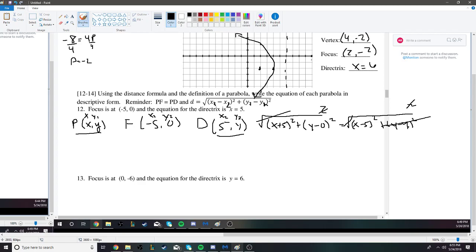So what we're left with is an (x plus 5) squared. So this will be x squared plus 10x plus 25. Plus, we're going to be left with a y squared. Equals, that's going to be x squared minus 10x plus 25. So x squared on both sides cancels. 25 on both sides cancels. Subtract 10x from both sides. And we get y squared equals negative 20x.